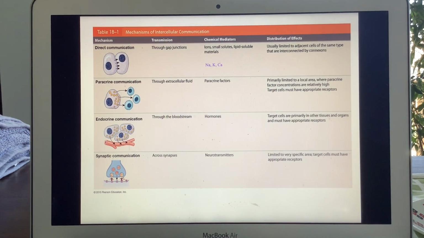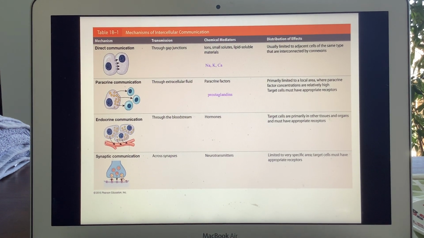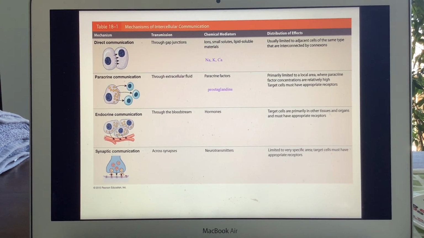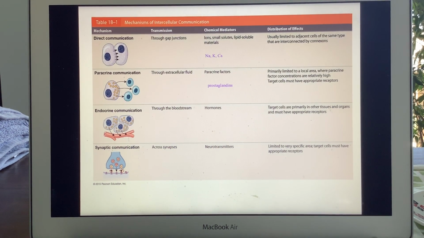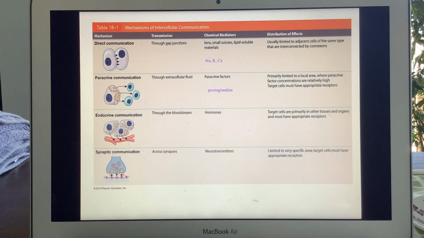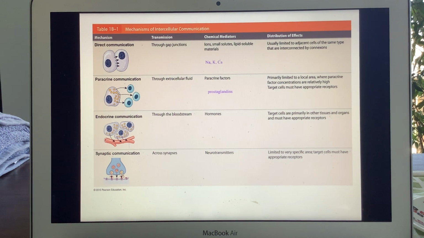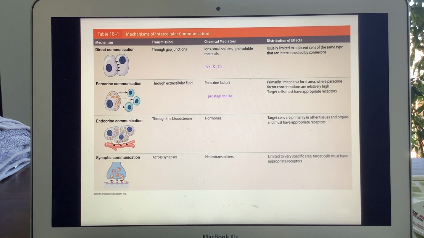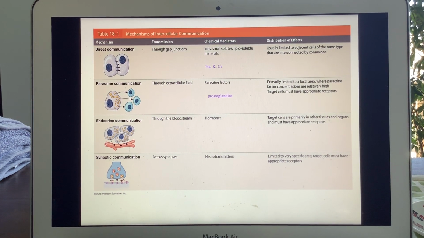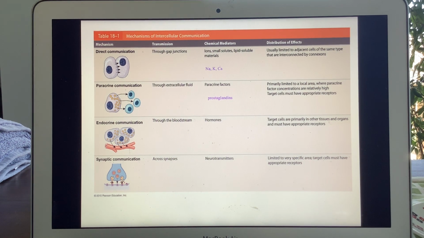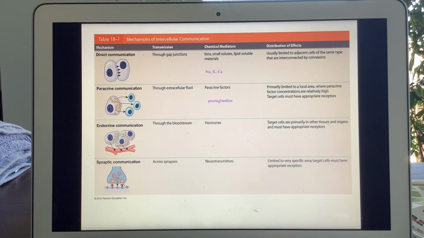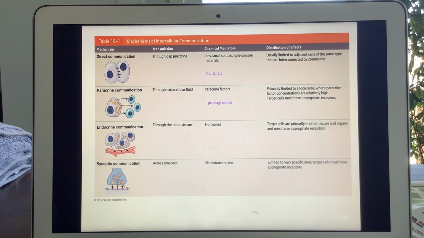When we talk about paracrine factors, we talked about one in the first semester. The classic is prostaglandins. So that when we talk about the distribution of effects, they're going to be primarily located in a very small area, and you have to have a target cell. A target cell has to have a receptor. So that's another important thing to remember about paracrine communication. Target cells, or those affected cells, have to have appropriate receptors.